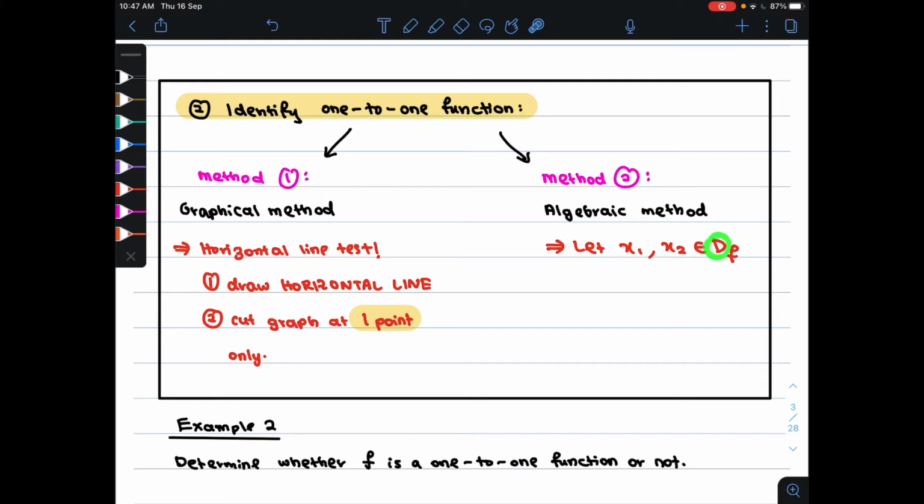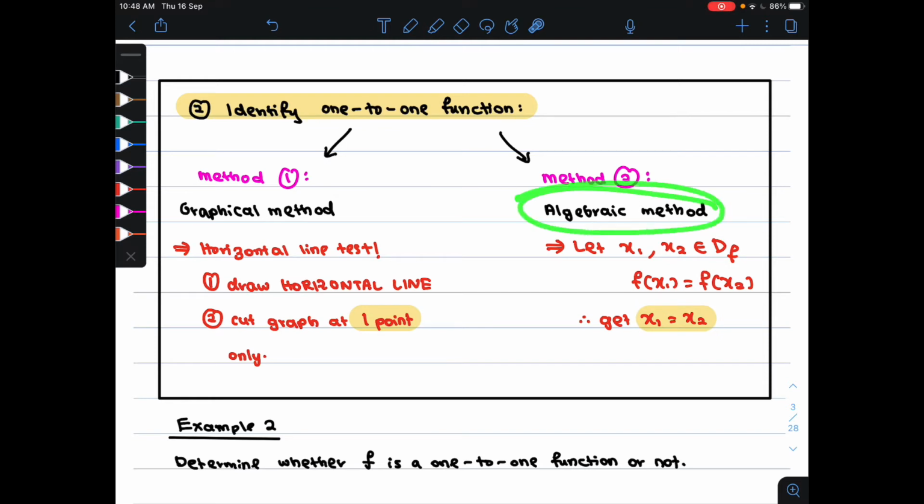So, domain ni basically dia adalah interval of x. This means that the two values x1 and x2 should be any value within the interval of x. Okay? And then kamu tulis saja f(x1) equal to f(x2). And your aim is to get x1 equal to x2.